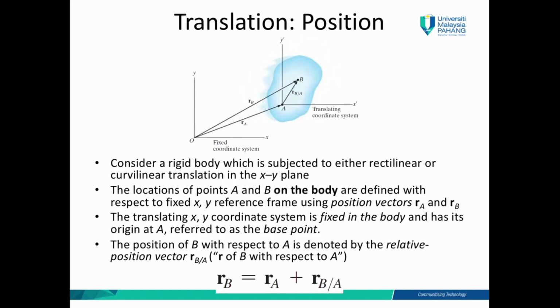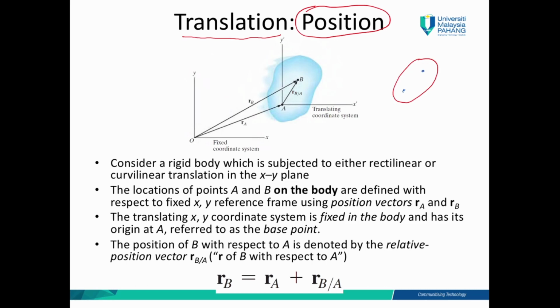Okay, so first let's focus on the translation movement of a rigid body. And first let's look at how we define the position of a rigid body that is moving with translation motion. So consider a rigid body. Let's say we have a rigid body here, and you have 2 points, points A and B.